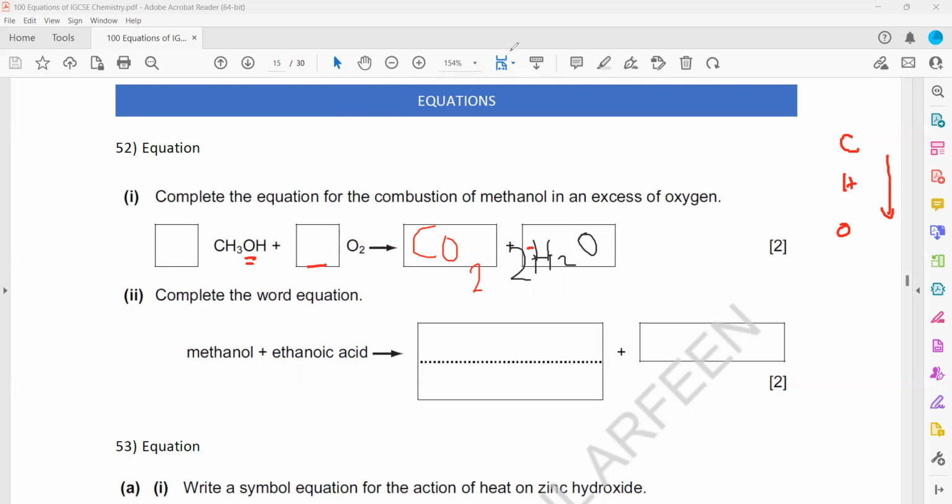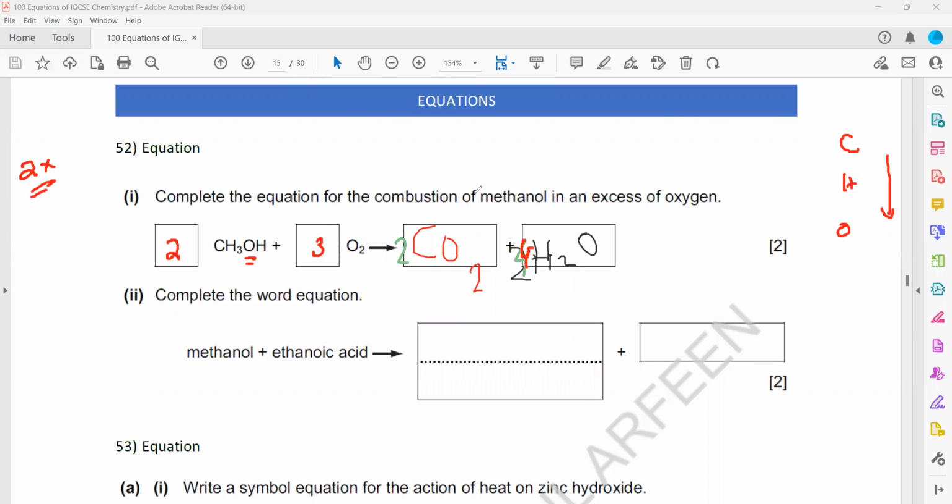If I write 3 only, then it will become 3 multiplied by 2, 6, plus 1, 7. But I need 3 oxygen here, so 3 by 2, or 1.5 into 2, makes 3. To balance the equation, if you have to balance by a fraction, we multiply all of them by 2. If I multiply all of them by 2, this will become 2, this will become 3, because 3 by 2 multiplied by 2 is 3, this will be 2 here, and this will become 4. So first we balance carbon, then hydrogen, and at the last, oxygen.